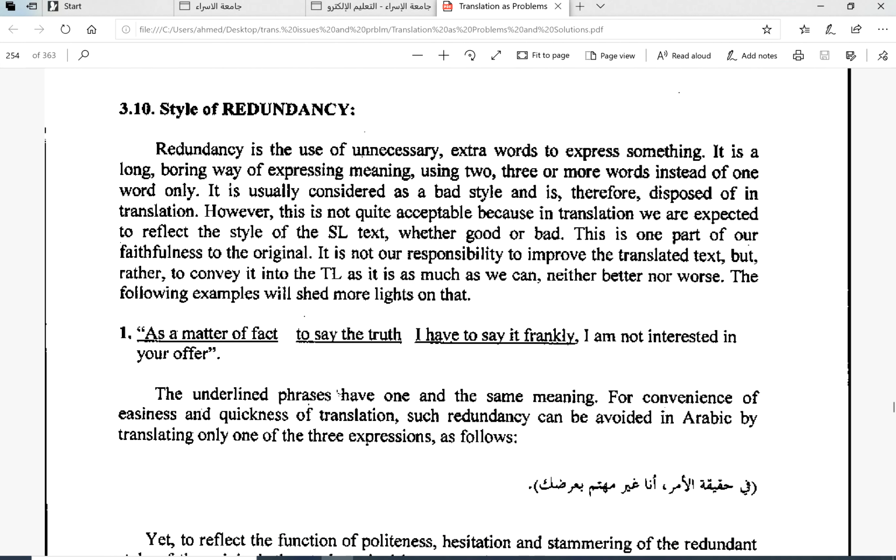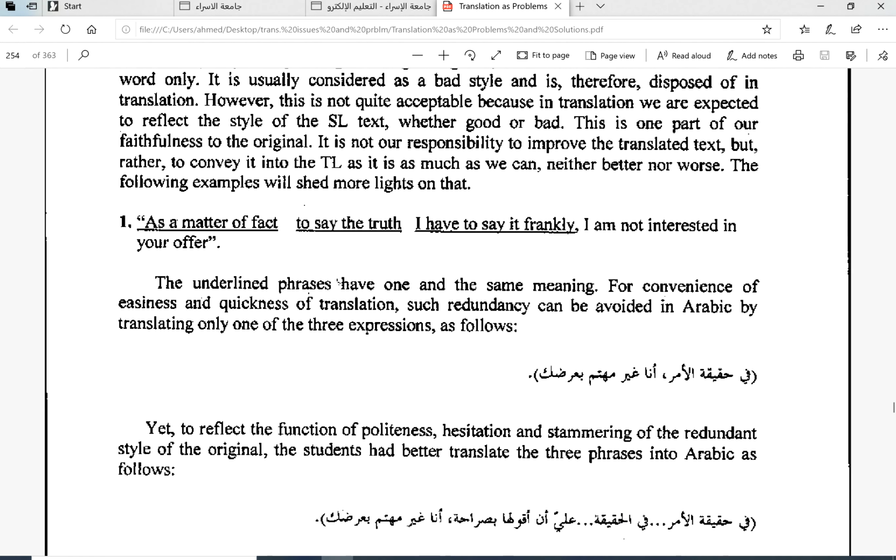Next, we're going to move to the style of redundancy. Redundancy is the use of unnecessary extra words to express something. It is a long, boring way of expressing meaning using two, three, or more words instead of one word only. An example here: as a matter of fact, to say the truth, I have to say it frankly. All these have the same meaning. I am not interested in your offer. في حقيقة الأمر أنا غير مهتم بعرضك.